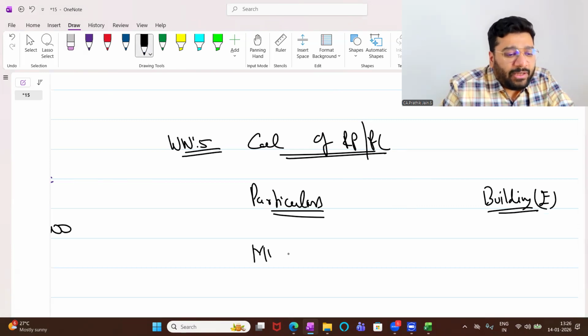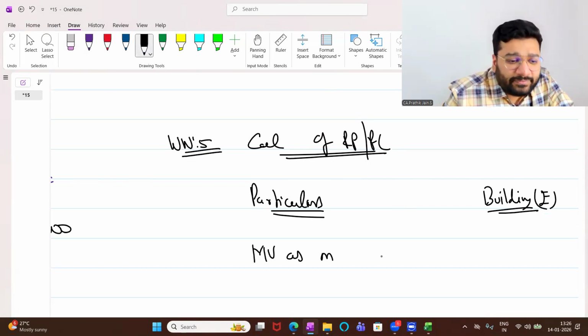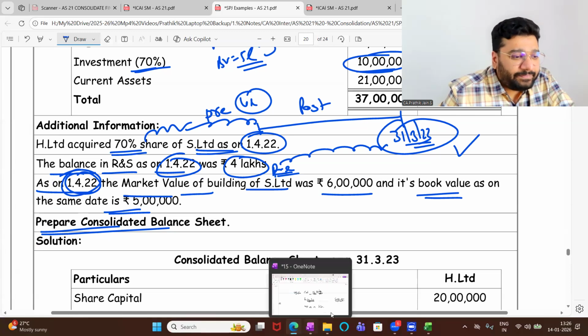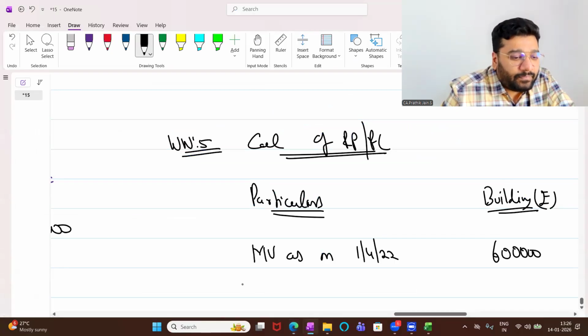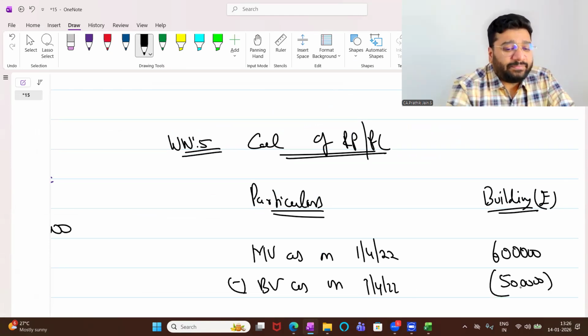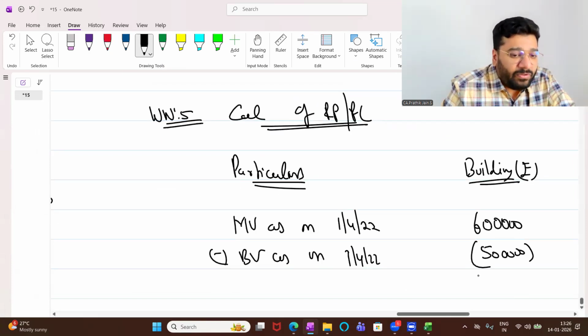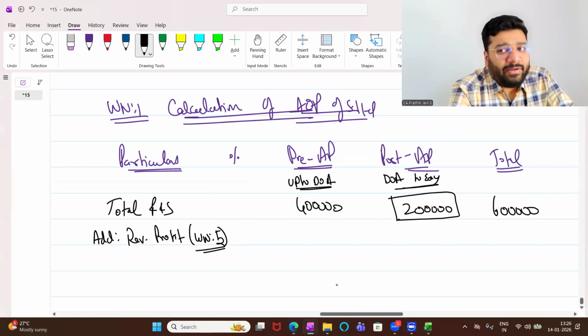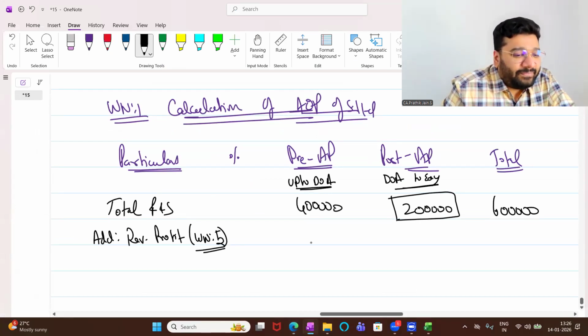Now, next is what? Market value as on date of acquisition. What is date of acquisition? 1/4/2022. How much is it? 6 lakhs. Minus book value as on 31st March 23, 1/4/22. How much is it? 5 lakhs. 1 lakh is revaluation profit. Add in the post profit. Pre-profit. Yes.